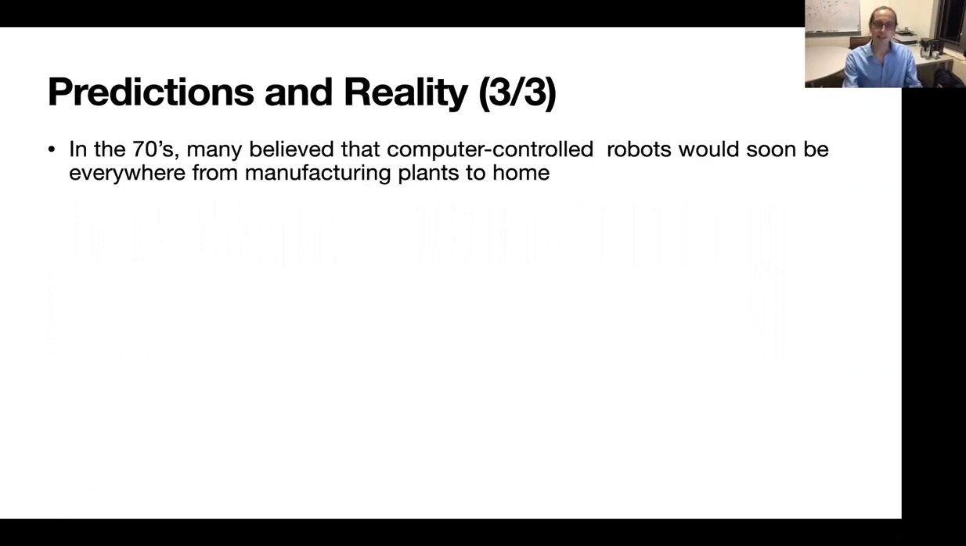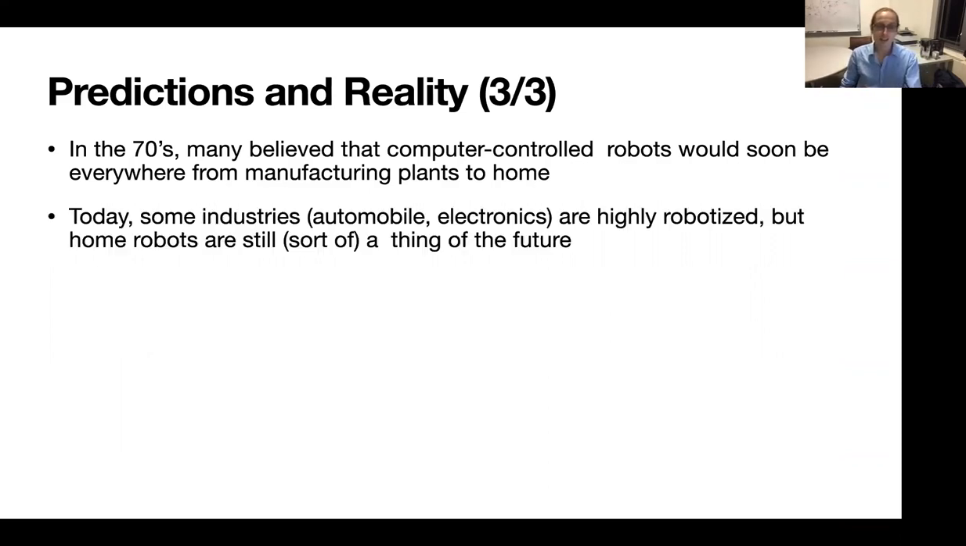Also in the 70s, many people believed that computer-controlled robots would soon be everywhere, from manufacturing plants to homes. Today this is not true. In some industries, for example automobile and electronics, factories are highly robotized. But home robots are still far away. So we don't have robots in our homes.